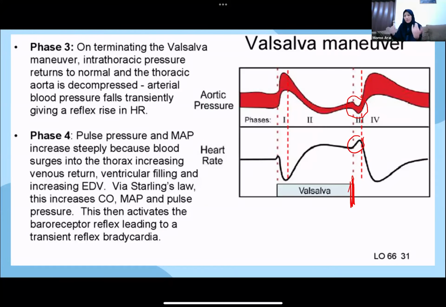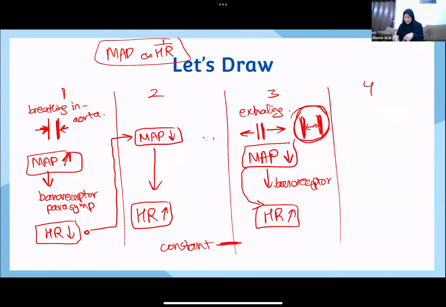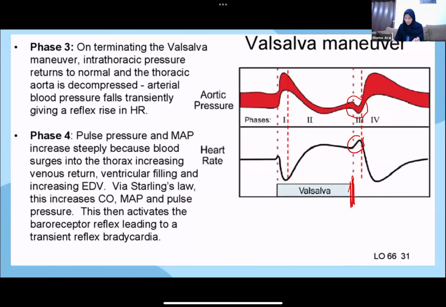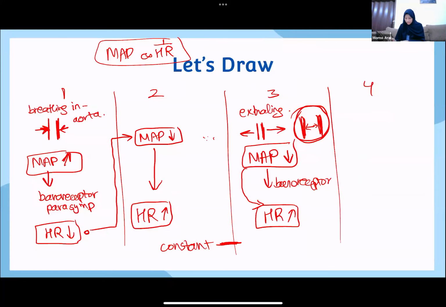Now, phase 4, once everything is going back to normal, right? Because of this heart rate increase here in phase 4, this rapid rise in heart rate kind of increases the MAP back up again. So in phase 4, MAP, again, it's the same thing. So you go from phase to phase. So MAP is now more.